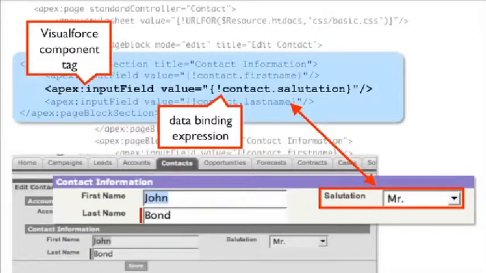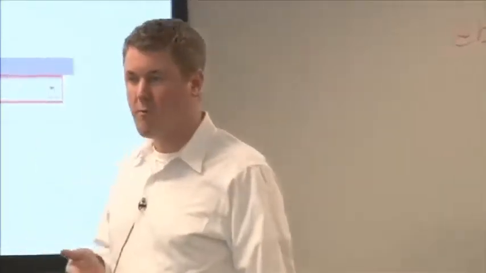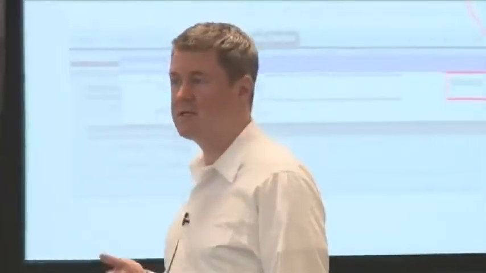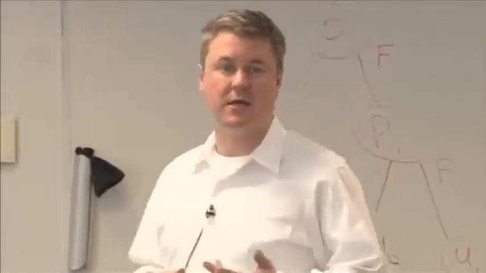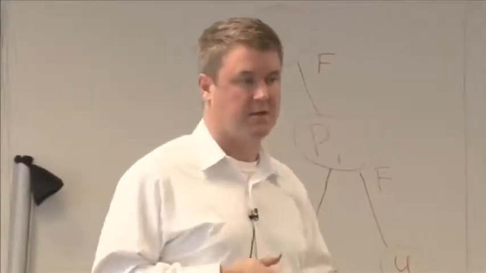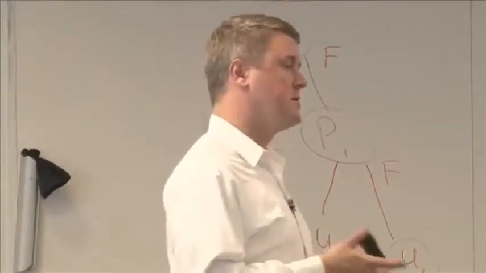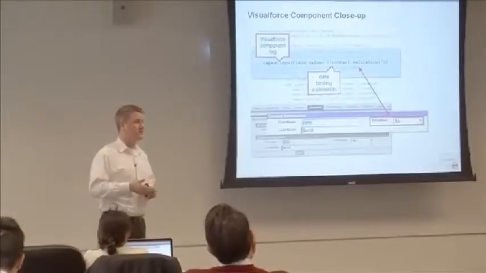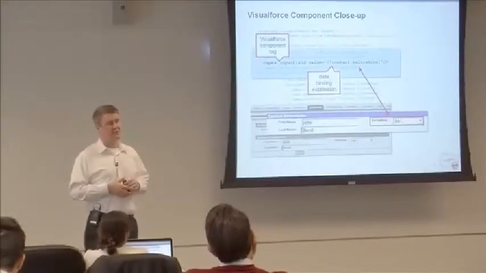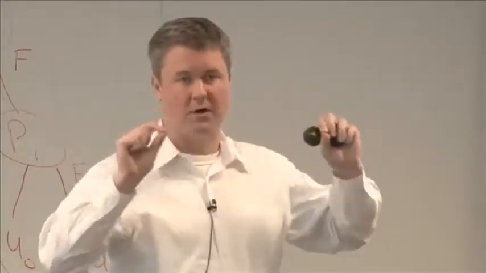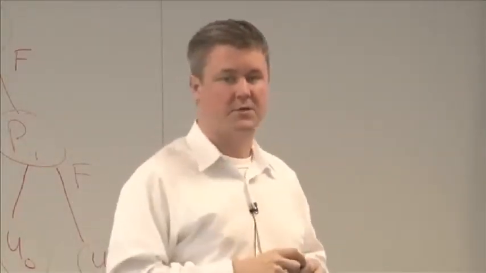In most cases, it will render the appropriate web control. So in this case, the salutation is a pick list, and the label associated with that field, whatever label that is. In addition, if we have something like a validation rule, which returns an error to a field, the input field also contains the logic to do the red bar and to display the error message associated with that.